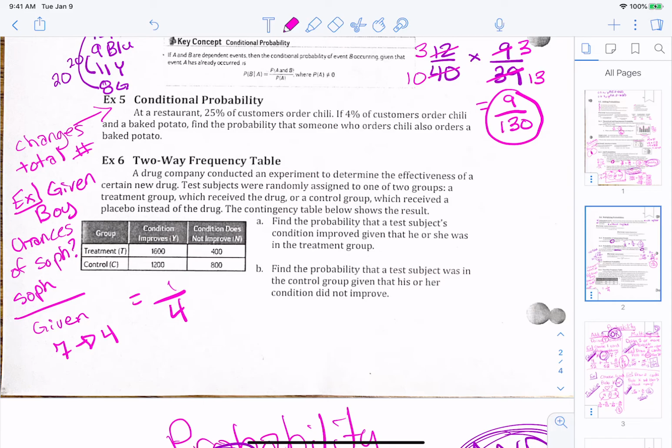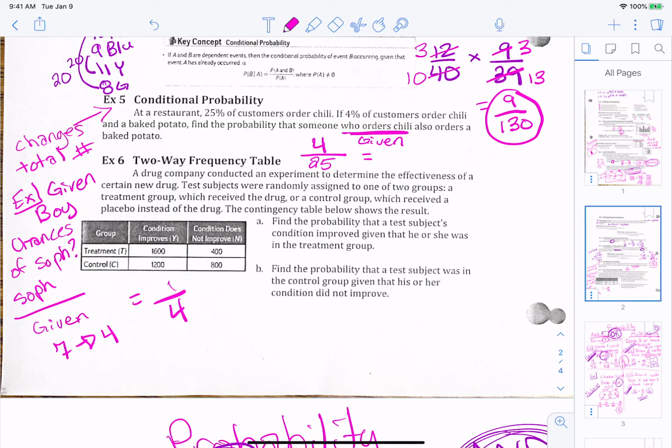Okay, instead of looking at all of the customers total, we're only looking at the customers who order chili. So this is kind of like my given. I am only concerned with the customers who order chili to begin with. Kind of like I was only concerned with the boys. So my bottom number is 25%, or you can just leave it as 25 because the percentages are going to cancel with each other. Now we're interested in baked potato. 4. So 4 over 25. And go ahead and convert that to a new percentage for me. What's 4 divided by 25?